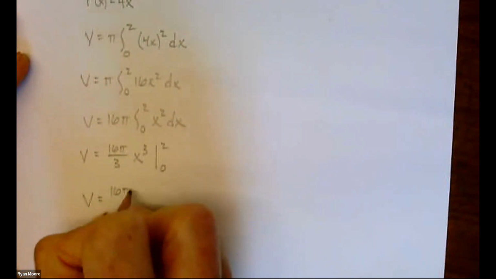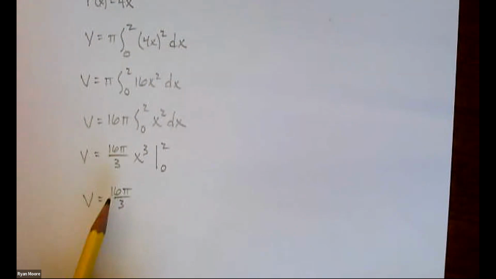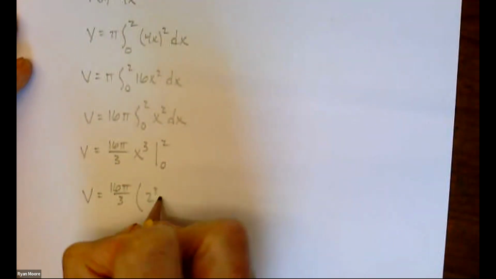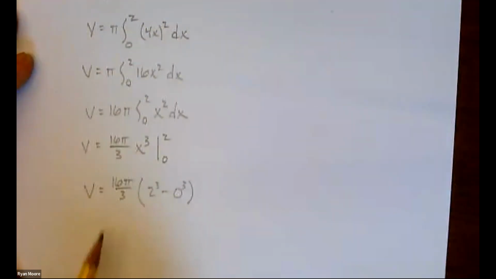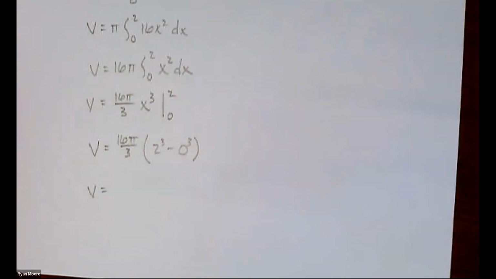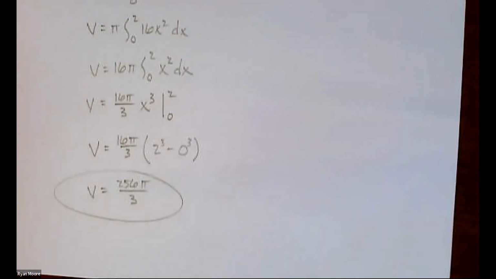And here's one trick. If your constant is something like this, you don't have to write it for both terms. You could write that in front and then think 2 cubed minus 0 cubed, and it's like this is factored out. Makes it a little bit easier. And then from here, we can get our final answer. That's going to be 8 minus 0. So 8 times the 16, 256 pi over 3 is our volume.